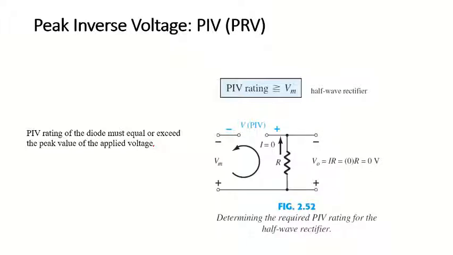So what is the peak inverse voltage? Peak inverse voltage is the rating of a diode. The rating of the diode must equal or exceed the peak value of the applied potential. This is the relation: PIV rating is greater than or equal to Vm. The rating of a diode must be greater than or equal to the input potential, which is Vm. Otherwise, it will not work.